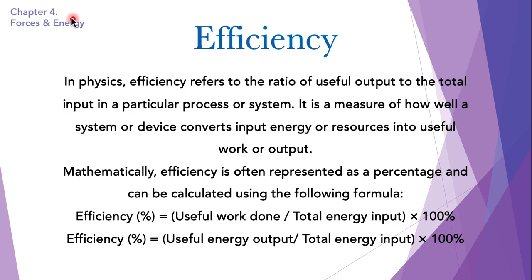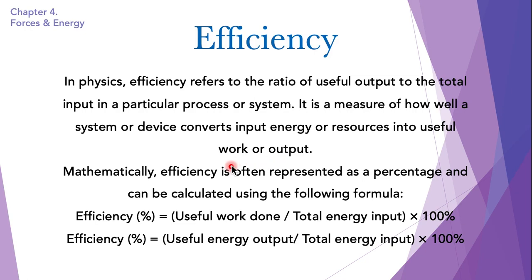So, in physics, efficiency refers to the ratio of useful output to the total input in a particular process or system. It is a measure of how well a system or device converts input energy or resources into useful work or output. By this we mean how much energy the device wastes. If it wastes less energy and converts the input energy into more useful work or output, then its efficiency is good. It means its efficiency is high.